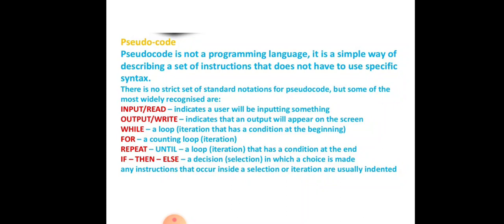While is our loop, an iteration which has a condition at the beginning. Then we have a for loop, which is a counting loop. These are the iterations. Repeat until we use for a loop that has a condition at the end, means जब हमारा loop के लास्ट में कंडीशन होगी, जैसे डू वाइल लूप है. डू वाइल लूप में फर्स्ट स्टेटमेंट्स हैं और लास्ट में कंडीशन है. उस स्टेट में हम यूज़ करते हैं रिपीट.